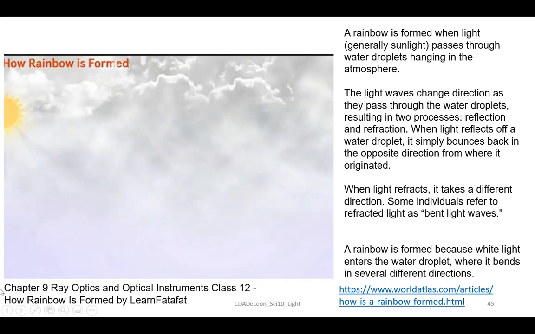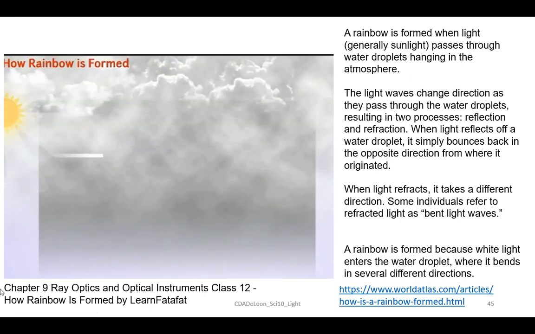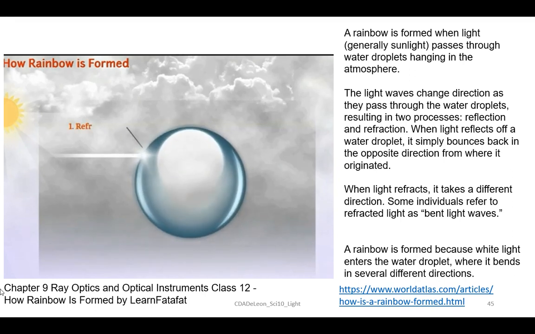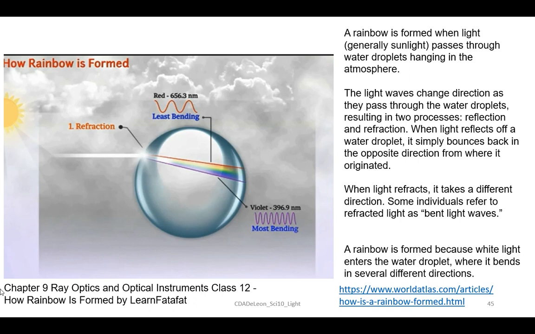How rainbows form. When sunlight is incident on a raindrop, it is refracted as it enters inside the raindrop. The tiny drop of water acts as a prism, and so white light separates into different color components. Longer wavelengths of the light undergo least bending, while shorter wavelengths undergo most bending.